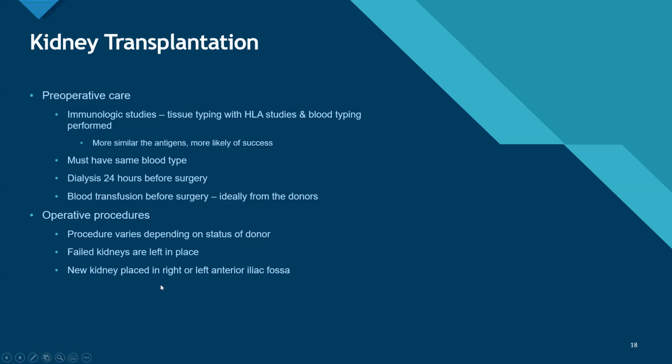So failed kidneys are left in place. Don't ask me why, I don't really know why. As long as they're not infected, I haven't really found a reason other than it's a cavity in a space that needs to be filled. The new kidney is placed in the right or left anterior iliac fossa. It's easier to palpate to see if it starts to enlarge. It's easier for reanastomosis to the arteries, veins, and nerves, okay?